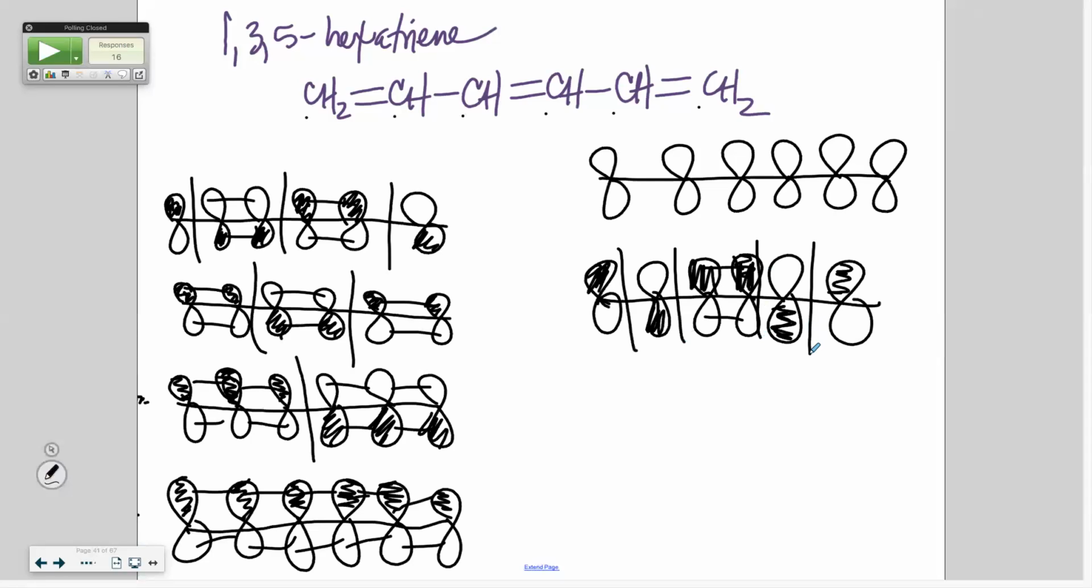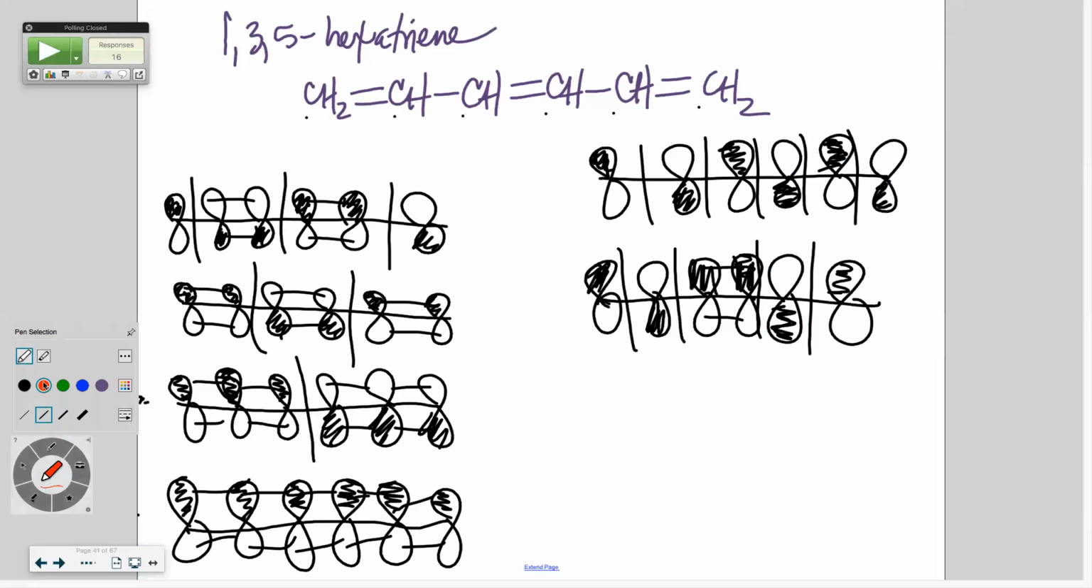Okay, and then what's the last one? Alternate, right? Up, down, up, down. Up, down, up, down. So all we have are nodes. Worked out, didn't it? Okay, so I'm going to name, okay, so which ones are the bonding?